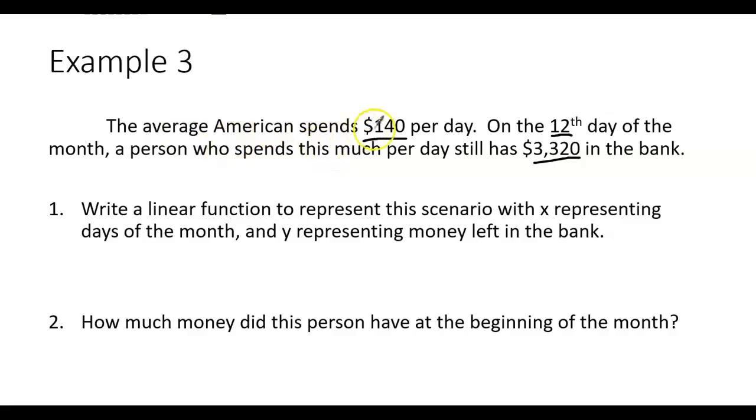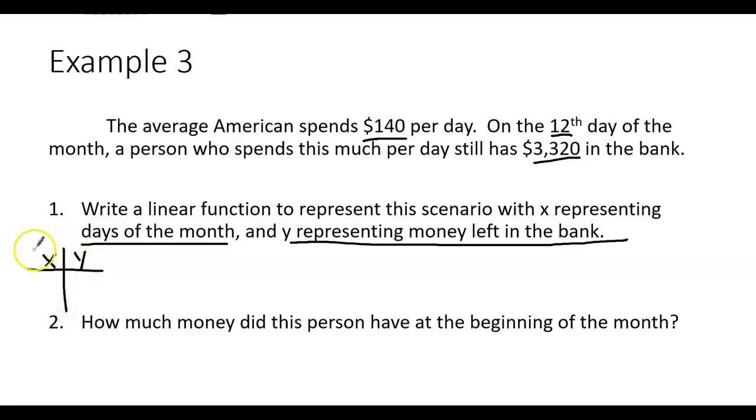It says, the average American spends $140 per day. On the 12th day of the month, a person who spends this much per day still has this much money left in the bank. So the first thing they're asking us is to write a linear function. They want x to represent the days of the month, and they want y to represent money that's left in the bank. Okay. Now, for these ones, we only have one x value and one y value. They tell us that x represents the month, and they tell us that y represents the money that's left in their bank account.